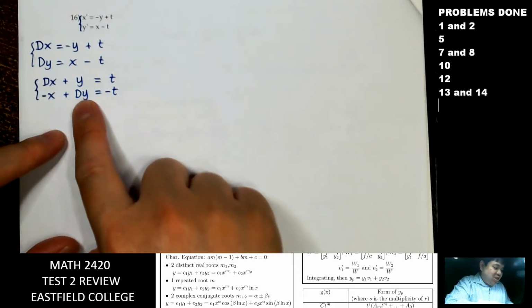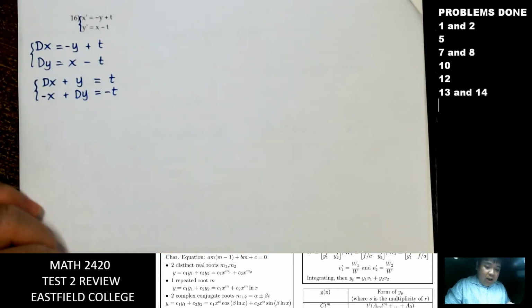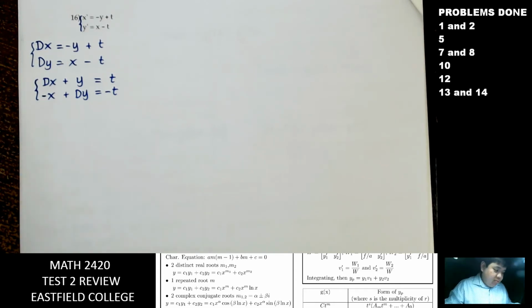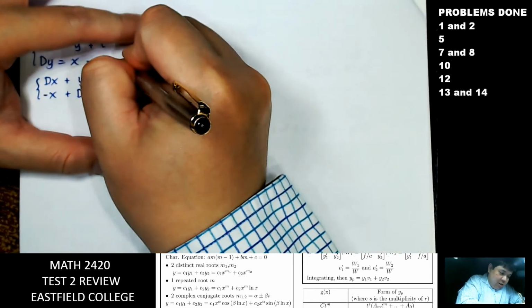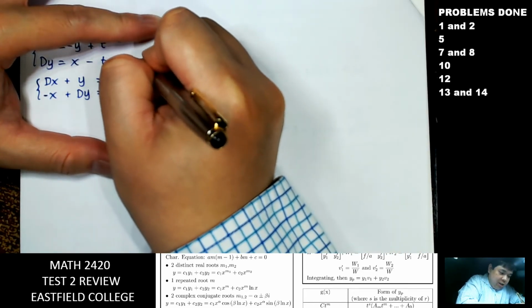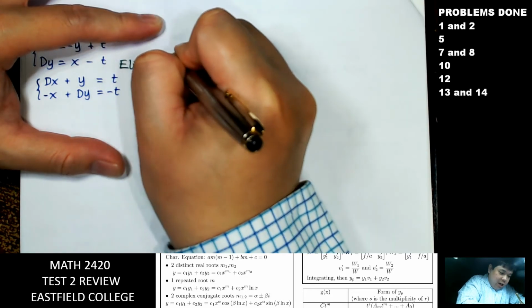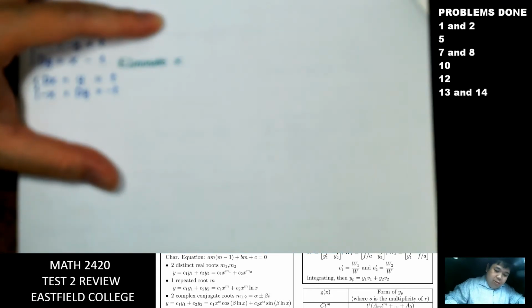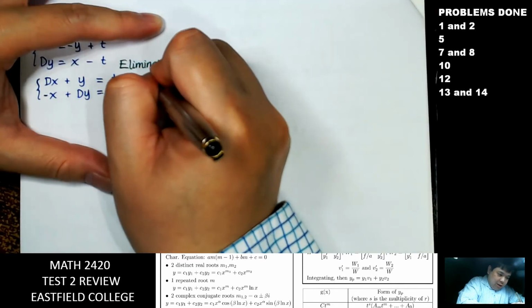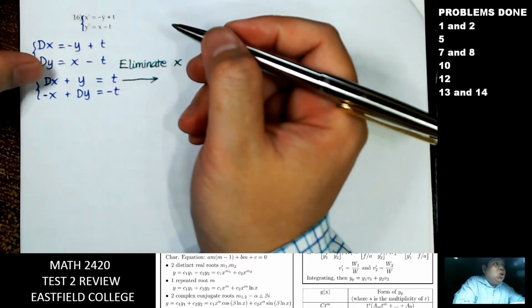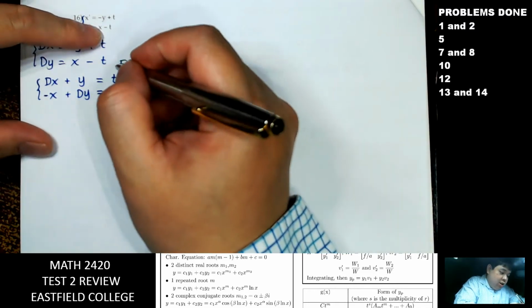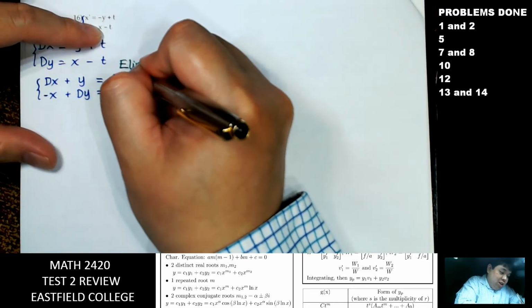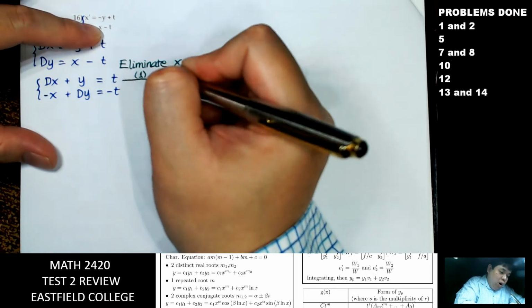Right. When it's like this, we can either eliminate x or eliminate y. I will eliminate x because it has the minus already. So let's eliminate x. So we try to get the same thing. So pretty much this has -1 or just 1. So don't need to do anything here. So just multiply by 1.